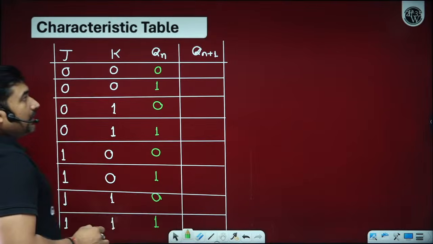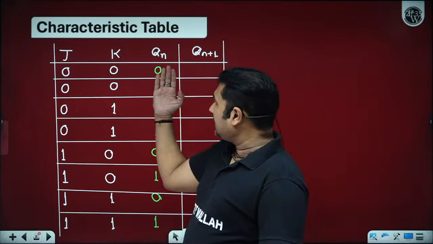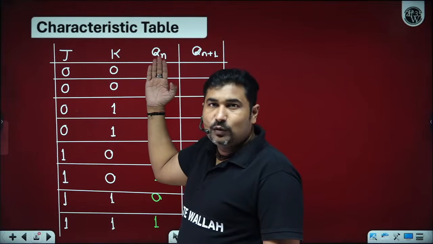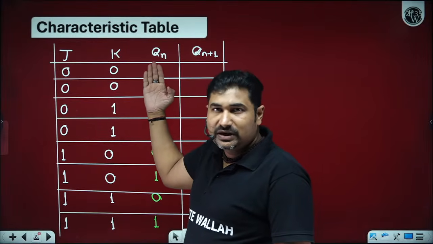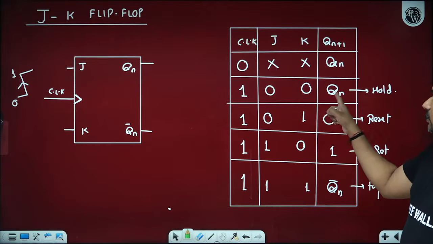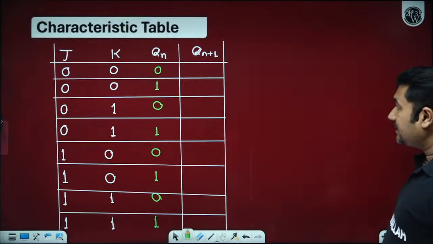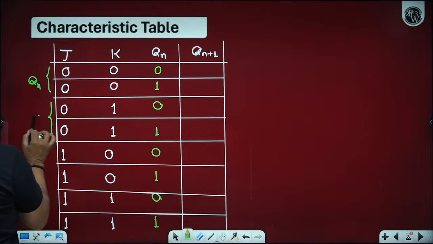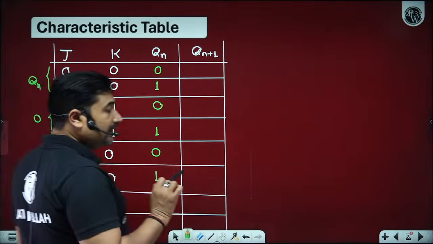Yes, sir. In order to fill the characteristic table, first just hide this Qn and only observe J and K and the truth table. With J and K, what does your truth table suggest for 0, 0? With J0, K0, the truth table suggests that the next state is the hold state. So with J0, K0, you will get the hold state, that is Qn. For these two, reset. For these two, set. And for these two, we get toggle as per the truth table.